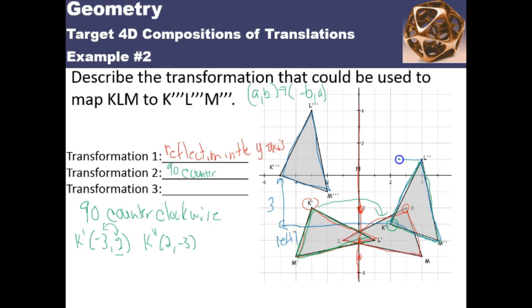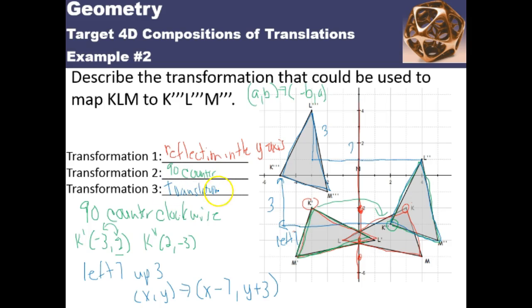So let's see if all the others are left 7 and up 3. So let's go left 7: 1, 2, 3, 4, 5, 6, 7, and up 3: 1, 2, 3. Yep. And then I could do it with them, but I know that it's going to be left 7, up 3. So how do I write left 7, up 3? Remember, it's x, y gets mapped to, and left is x minus, so x minus 7, and up is y plus, so y plus 3. So this is a translation, and it's x minus 7, y plus 3, and x, y gets mapped to that. And I forgot to say that this is a rotation.